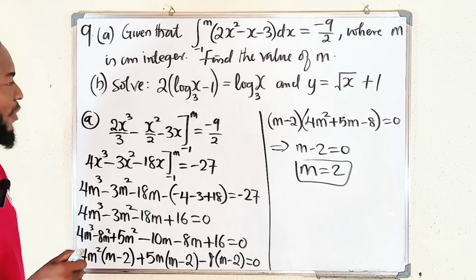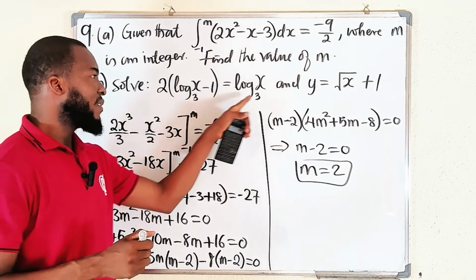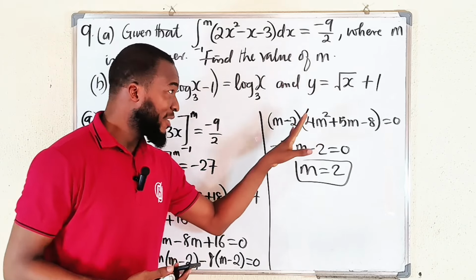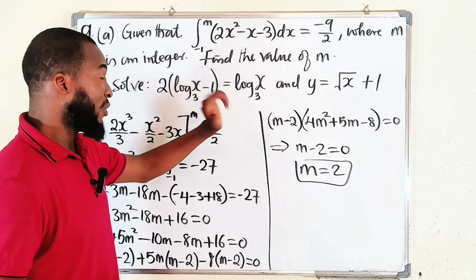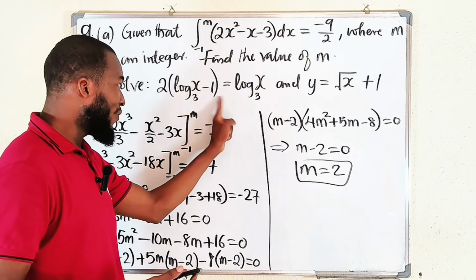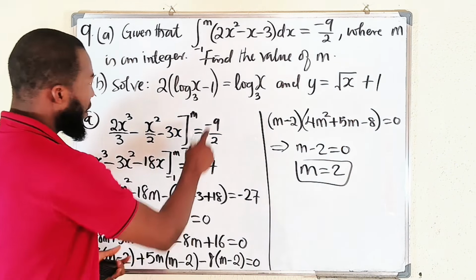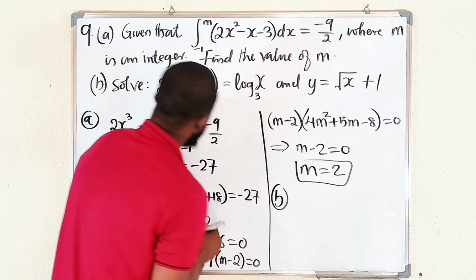Then moving to the second one, I don't think we have enough space here. We're asked to solve these equations simultaneously. I have not written the simultaneously. If these equations are simultaneous equations, it implies the value of x here must be the same value of x in the other equation. So let's start by solving this one, the b part.